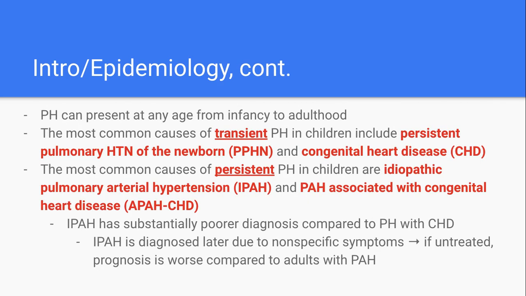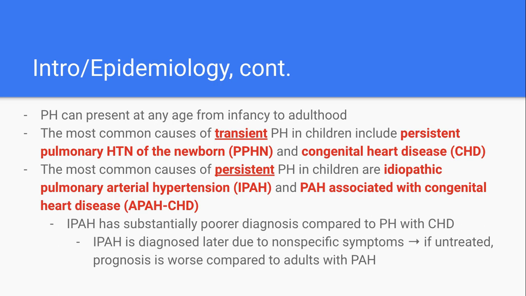Pulmonary hypertension can present at any age, from infancy to adulthood. You have to distinguish between transient and persistent pulmonary hypertension. For transient pulmonary hypertension, the most common causes in children would include PPHN, which is persistent pulmonary hypertension of the newborn, which you may have seen in the NICU already, and also congenital heart disease.